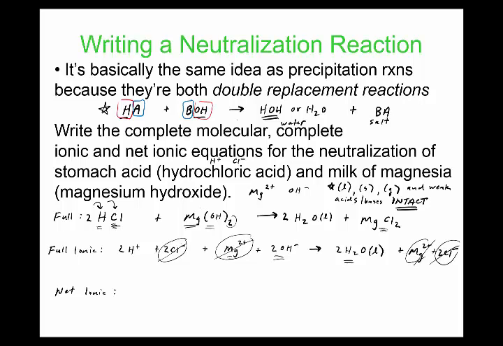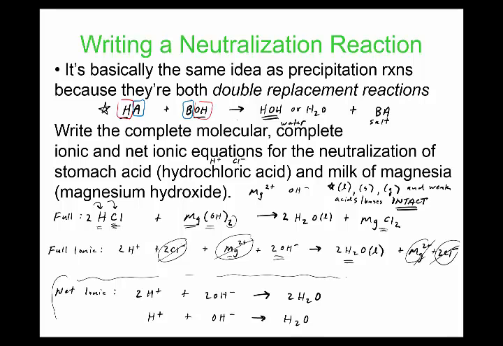Actually, this isn't quite one of the strong ones, but it still will do this. So 2H+ plus 2OH- gives you 2H2O. And these twos can actually be reduced, so you could write it like this: your net ionic equation, showing everything 1 to 1. Okay, and that's how you write a net ionic equation. You could, of course, read this and go straight to the net ionic if you just write out H+ and OH- and H2O.